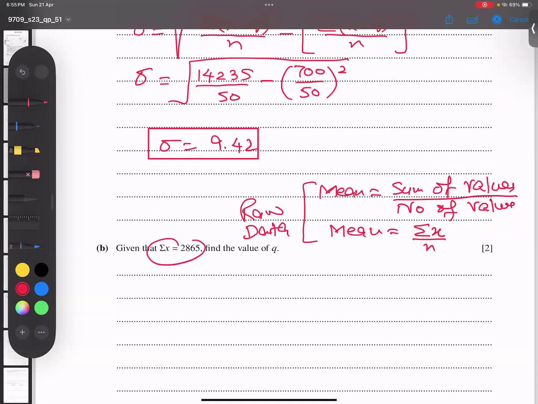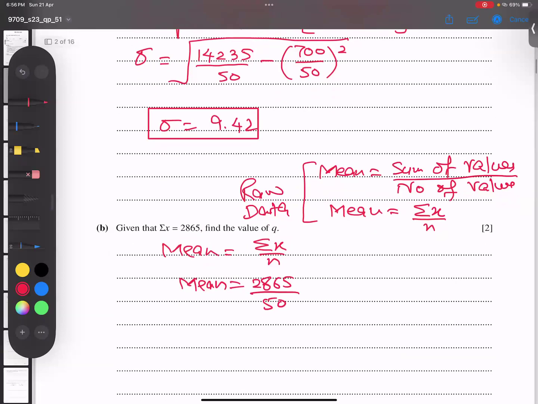So this is sigma x, given. So what is the mean? We can find the mean from here very easily. The mean is equal to sigma x over n, and sigma x is 28,565, and n is 50. So this way we can find the mean easily. 28565 divided by 50. In fraction form, okay, leave it.